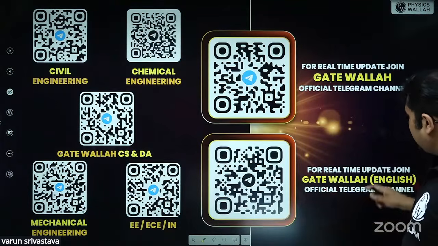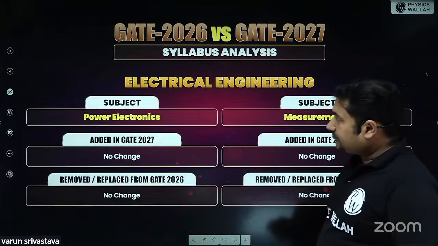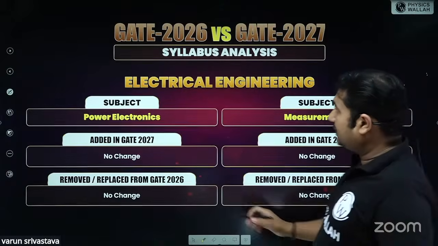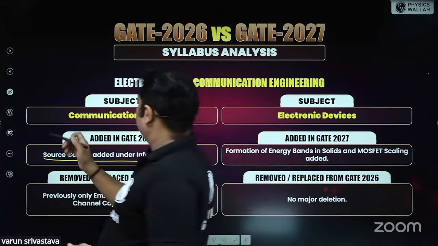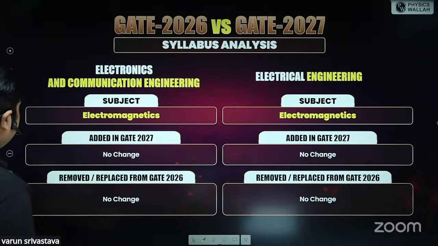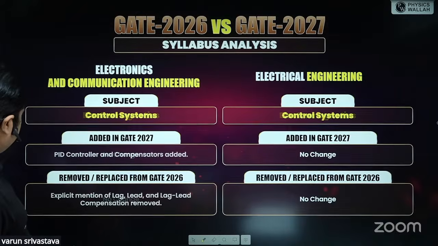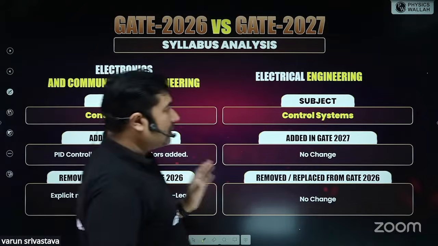Control systems. Wait for a minute. Let me show you the control system as well. There is one significant change in the control system. Communication system. Okay. Now let us talk about control system.